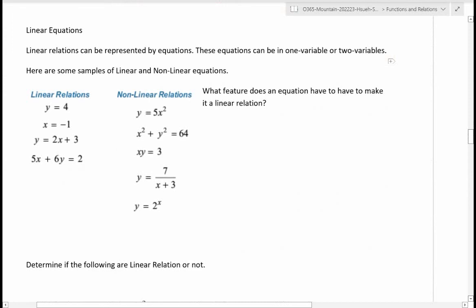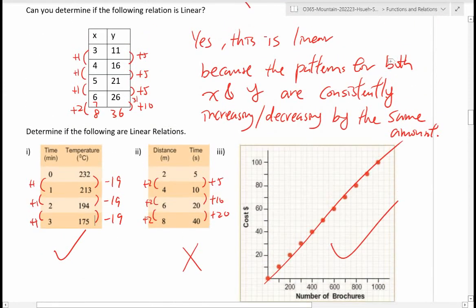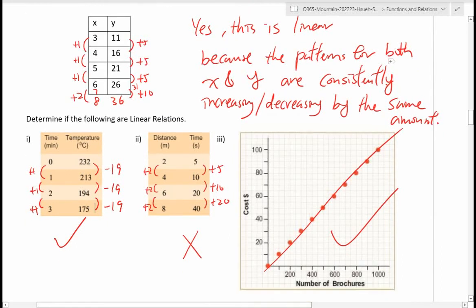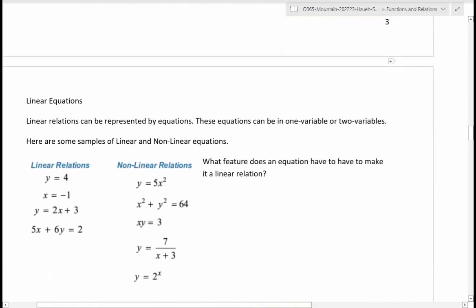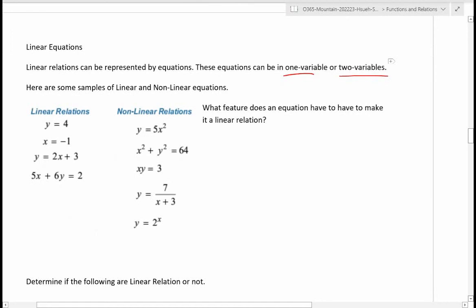Okay, the last thing I need to show you is, I showed you how to tell whether a table is linear or not, and how to figure out if a graph is linear or not. What about from the equation perspective? Linear relations can be represented by equations. These equations can be in one variable or two variables. Here are some samples of linear relations and non-linear relations.